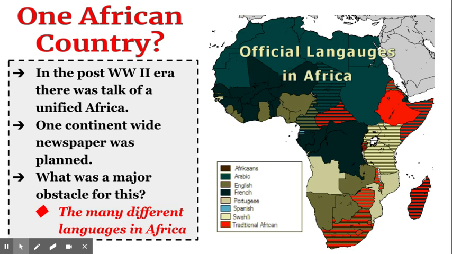And yes, there was talk at this conference of one African nation. And they were planning to have a continent-wide newspaper for communication. Today we seem to look at everything through the lens of the internet and digital media. Obviously, back then, newspapers were the major form of communication. The major obstacle they ran into right away was the many different languages that crossed this vast continent, which made it very difficult to communicate. In the northern part, you have Arabic. There were Spanish-speaking parts, Swahili, traditional African languages. It's a very diverse continent. So the goal of forming this country was going to be very difficult.